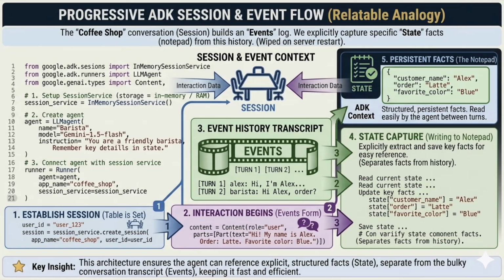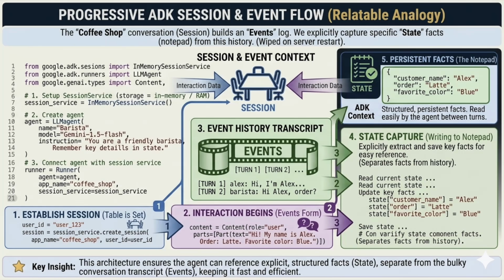Let's look at how the data actually flows when a user starts a conversation. Start or resume a session. We first call create session. This is step A. We create our unique user ID, and this blue arrow visually represents sitting down at the table. This table is now our established session context.